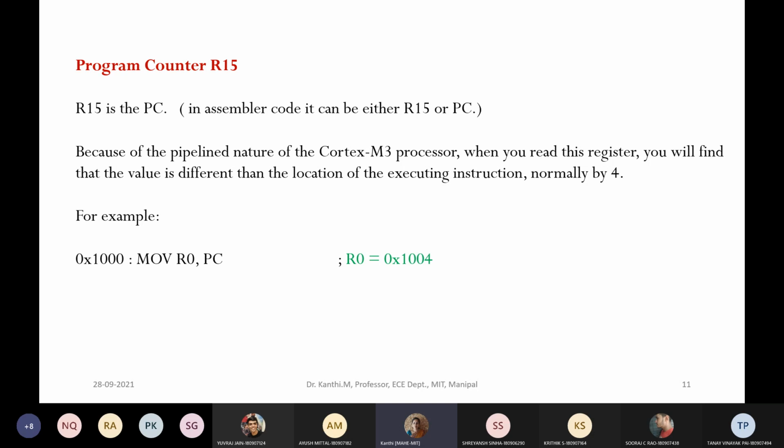whenever you point the program counter in this way, that is 1000 with this instruction, whenever I fetch the move instruction, automatically the program counter will be incremented by 4. So when you execute MOV R0, PC, PC will be automatically incremented. You will read 1004 because it is incremented by 4 because of the pipelining nature.